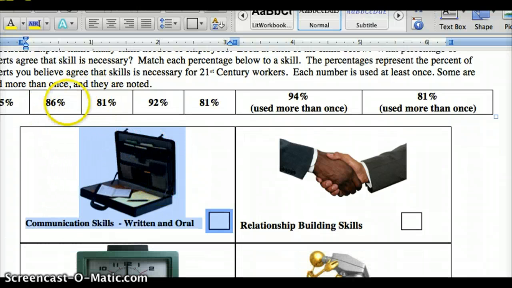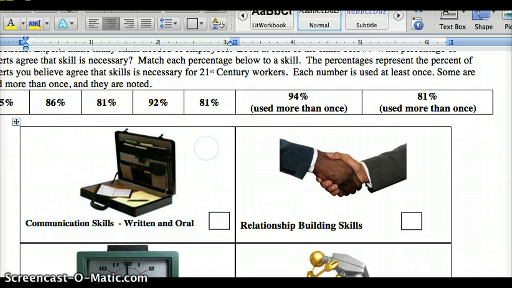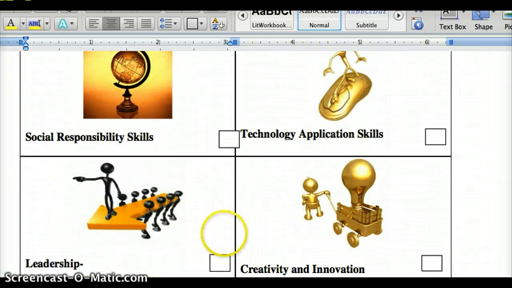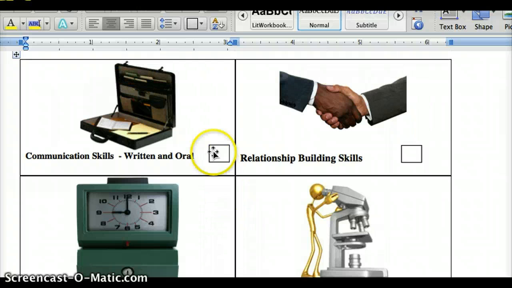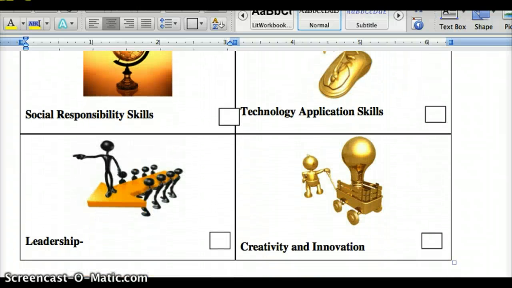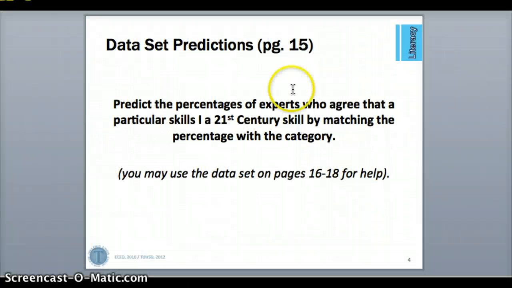There is a bit of a typo in this, and so what I would have you do instead of using these percentages is just have students look at this chart and rank which one they think experts say is the most important, second most important, third, etc. So give them some time to make some predictions using that chart.